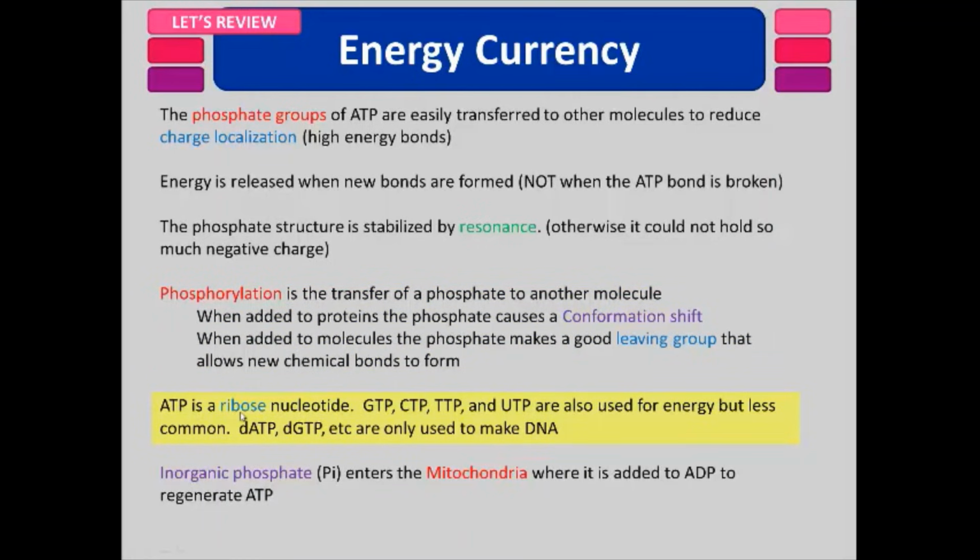ATP is a ribose nucleotide. GTP, CTP, TTP, and UTP are also used for energy, but less common. Deoxy-ATP, deoxy-GTP, and other deoxynucleotides are only used to make DNA. Finally, inorganic phosphate, Pi, enters the mitochondria where it is added to ADP to regenerate the ATP lost as the cell does work.